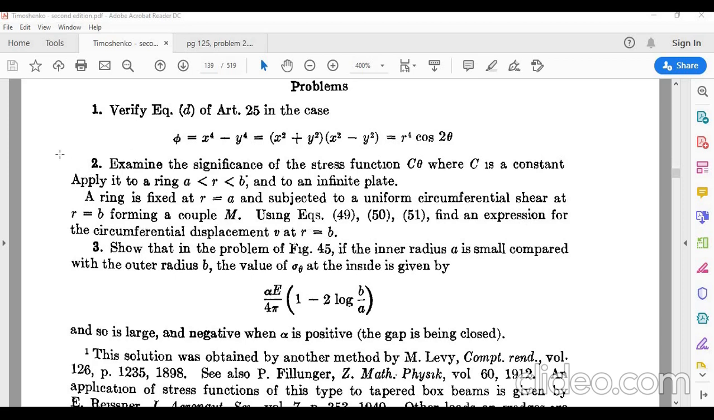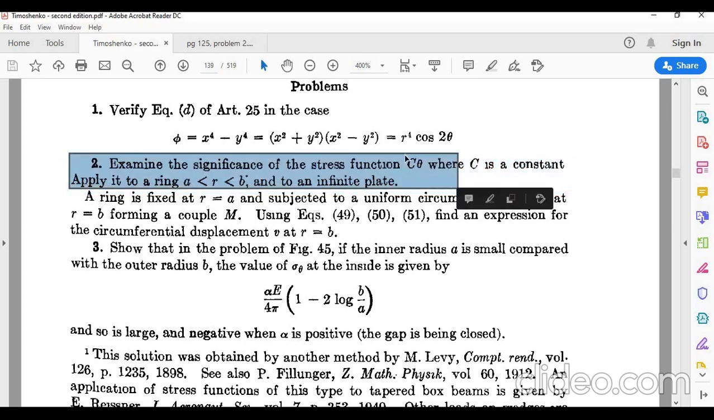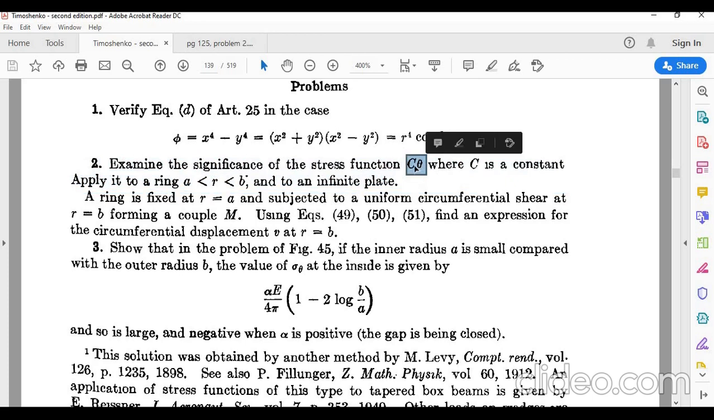Okay, so there are two parts to the question. What you are given is a stress function. So the stress function is c theta. Remember that we are now in polar coordinates, so your phi is c theta. So it is expecting us to use the equations in polar coordinates. So let us see how we can solve it.